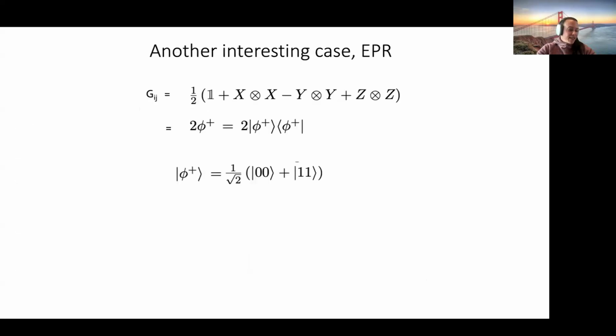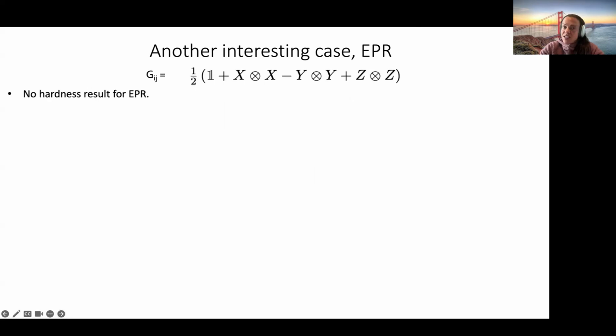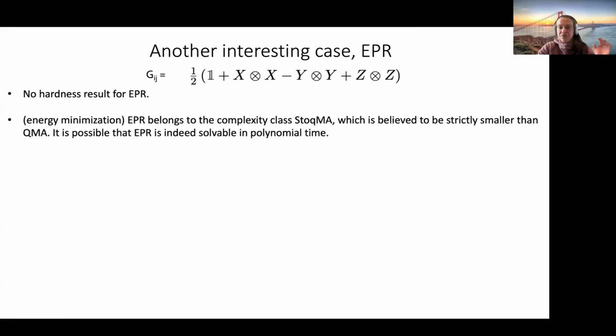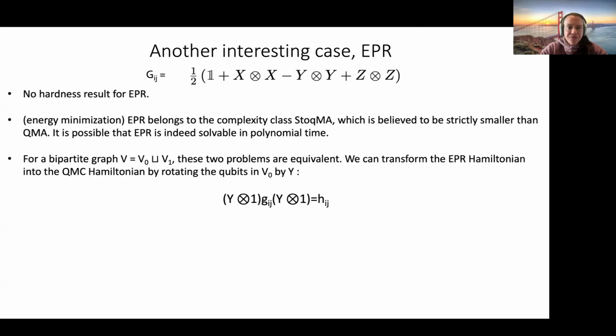All right, so I want to quickly mention another interesting case which goes in physics by the name EPR Hamiltonian, which is the projection onto this other Bell state. Instead of a minus, we have a plus, and it can also be written with not all minuses, but we have plus X tensor X and plus Z tensor Z. There's no hardness result known for this, so for all we know, it may not be QMA-hard. It is possible that we can solve the optimal state in polynomial time.